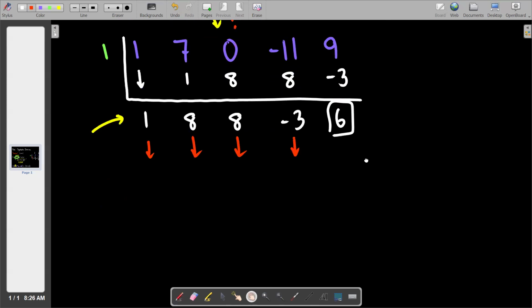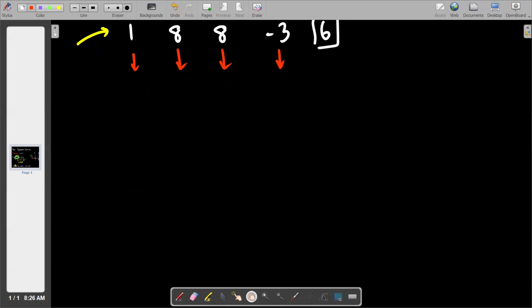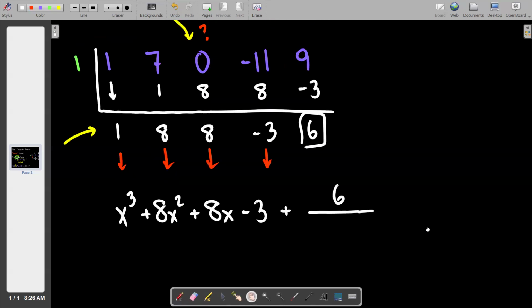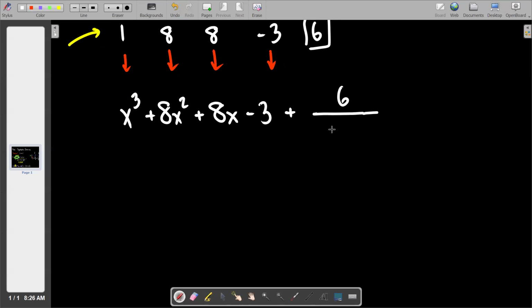So let's do it. What does the 1 mean? 1x to the 3rd. What does the 8 mean? 8x squared. What does the next 8 mean? Plus 8x. What does the -3 mean? Well, -3. And what is the remainder? So I put plus a fraction, and that is 6 over x minus 1. Nice job, guys. That is how you do synthetic division.